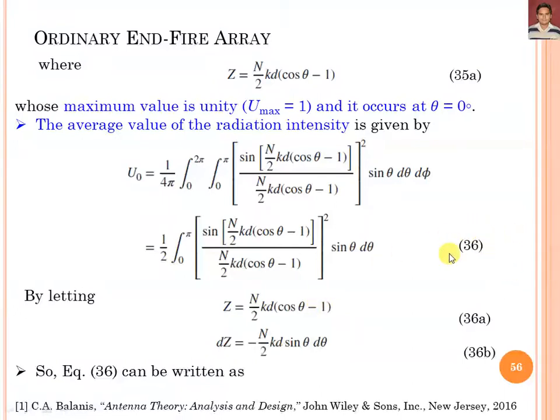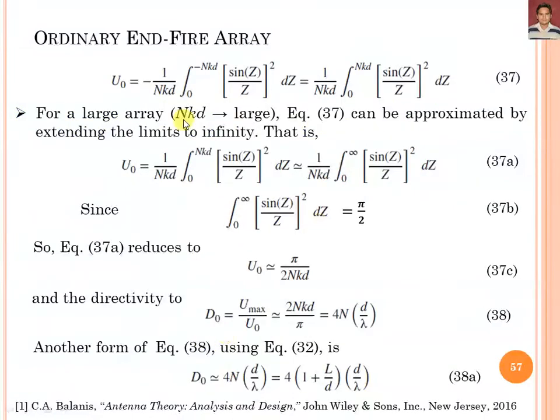So equation 36 can be written by putting the value of sin θ dθ using this expression. Then we will get U0 equal to 1 upon Nkd, integral from 0 to Nkd of (sin z/z) squared dz. For the large array, equation 37 can be extended with the limit to infinity. In that case we can calculate U0, which is called the average radiation intensity, equal to this expression.